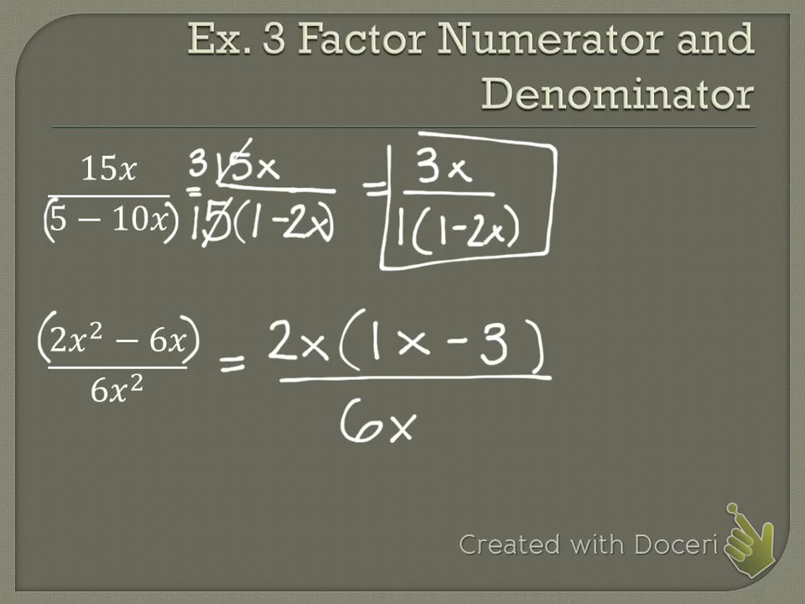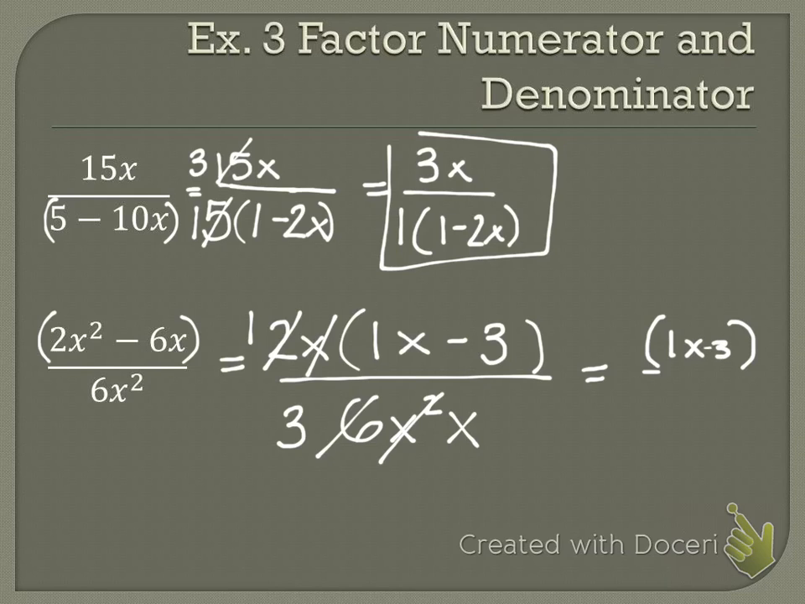Now I put it over 6x squared. What can I simplify now? 2x and 6x squared. Very good. What number goes into both 2 and 6? 2. 2 goes into 2 one time. 2 goes into 6 3 times. Okay? And then I can simplify the x's. I've got one x up top that can be canceled out. So that means I can cancel one of these x's on the bottom. So I'm still left with an x there because I started out with 2 x's on the bottom. Okay? So my final answer is going to be 1x minus 3.